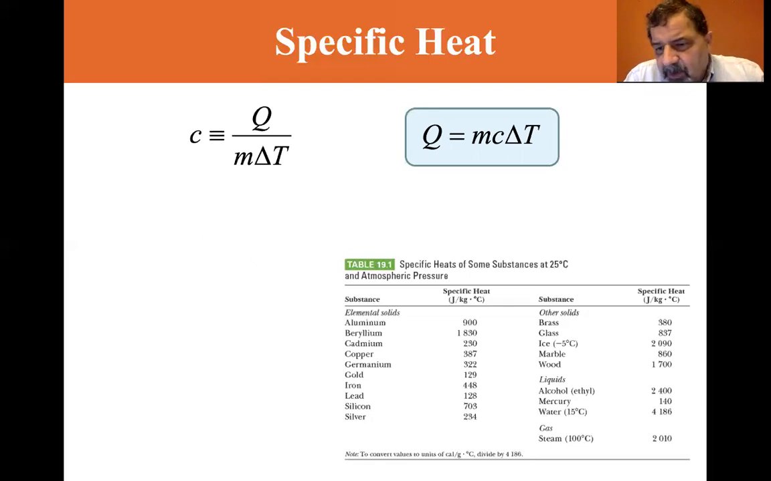What would be the lowest? It looks like the lowest is mercury. No, even lead beats it. 128, gold 129, mercury 140.